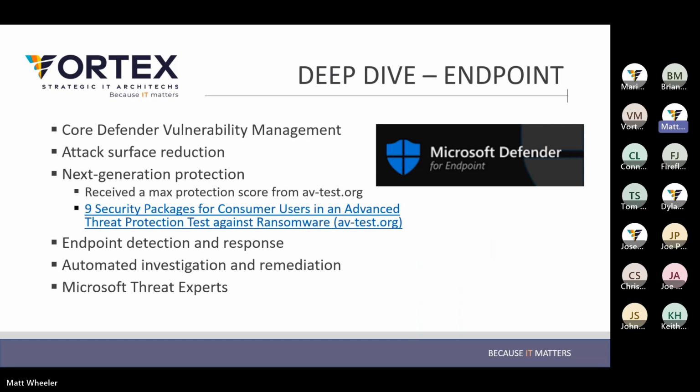All right, so now we're going to take the deep dive into Office 365 Defender for Endpoint. So there are 6 pieces that make up the Defender for Endpoint. First is the core Defender vulnerability management. What that means is you can use a modern risk-based approach to the discovery, assessment, prioritization, and remediation of endpoint vulnerabilities and configurations.